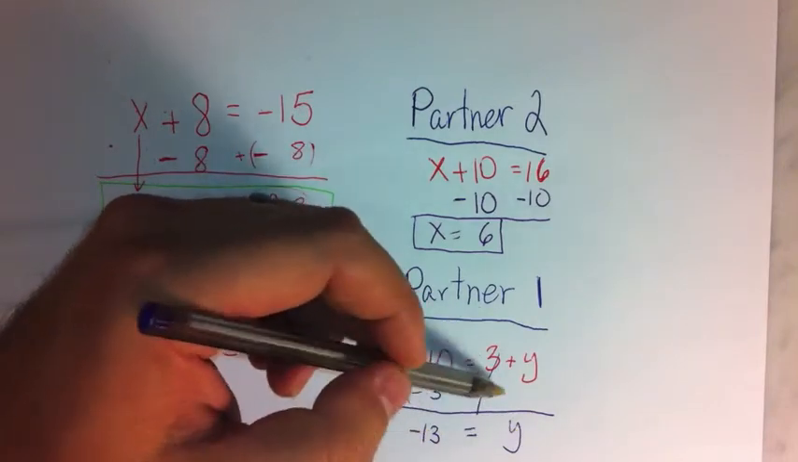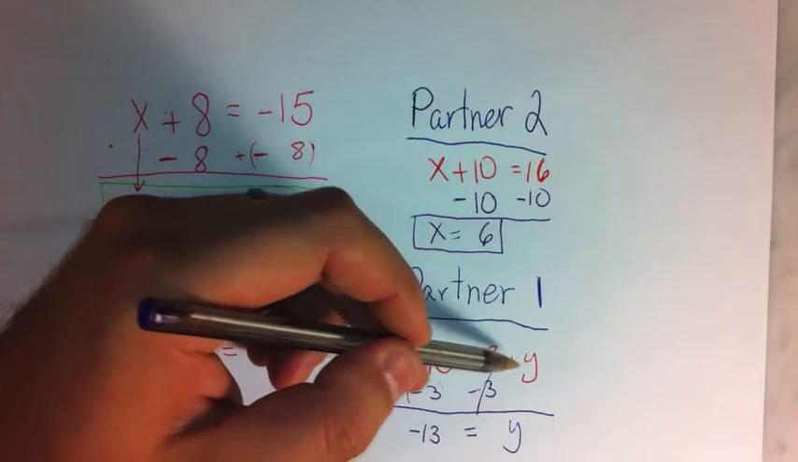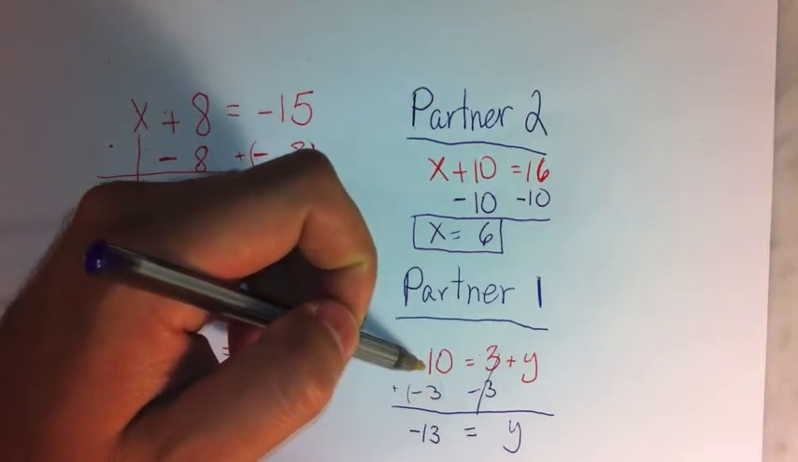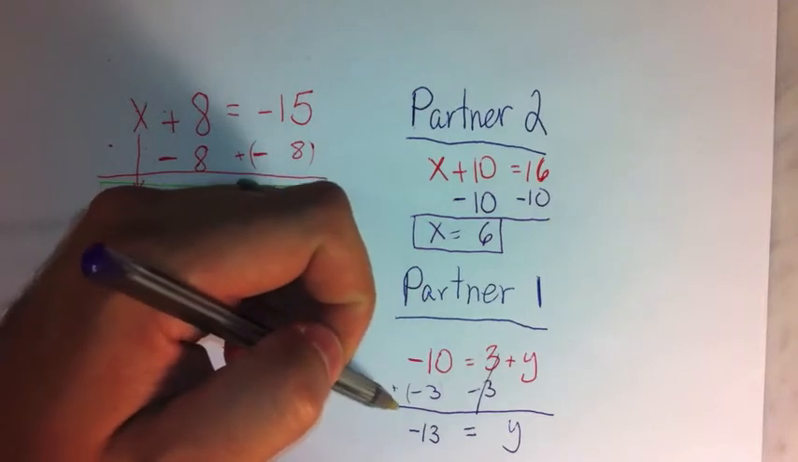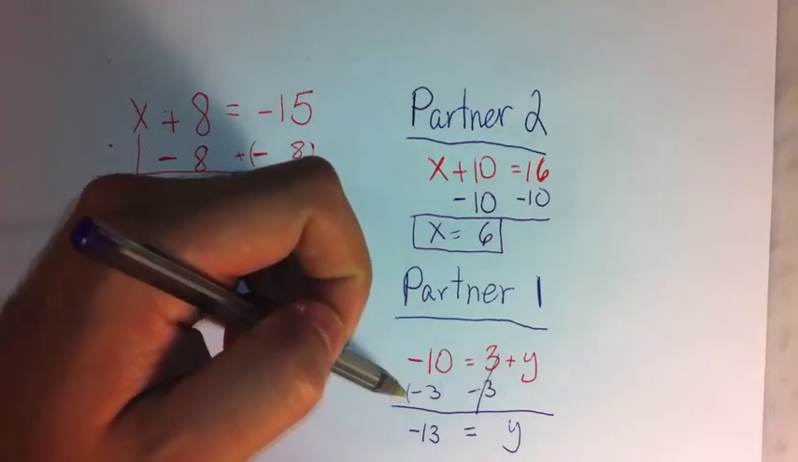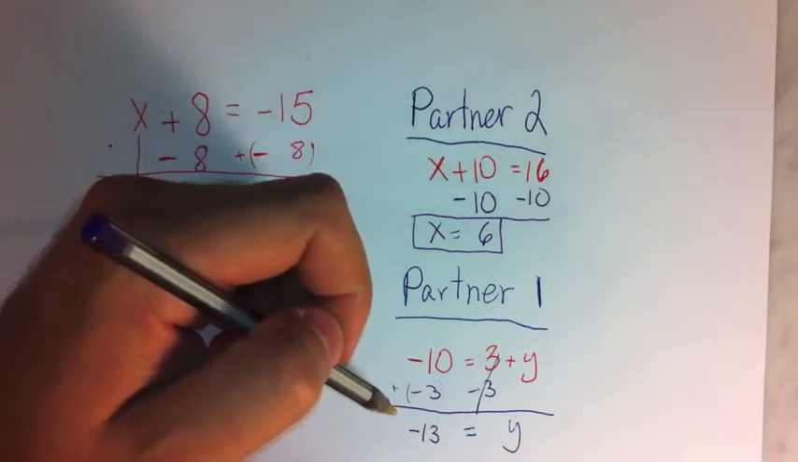If you want to try it out and plug it in, 3 plus negative 13 equals negative 10. Is that true? Yeah, it is. We check our answer and we get the same exact thing on both sides of the equation. So good job, people. I hope all of you got these two correct, and I'm guessing you did because you guys are all plenty smart, okay?